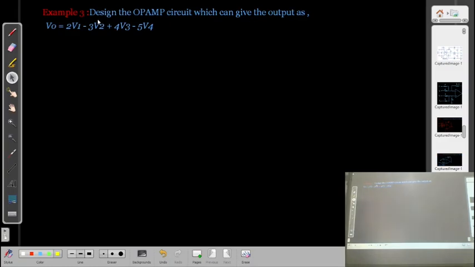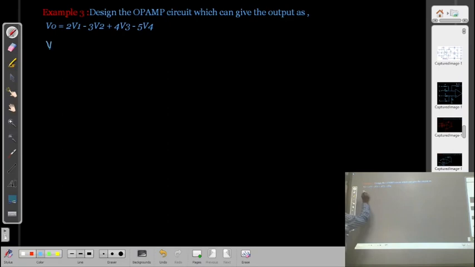Now, example number 3. Design the op-amp circuit which can give the output as VO equal to 2V1 minus 3V2 plus 4V3 minus 5V4. So, in this example, we have a summation of certain voltages and the difference of certain voltages. It means you require a summing amplifier as well as a difference amplifier. So now let us see how we can solve this.